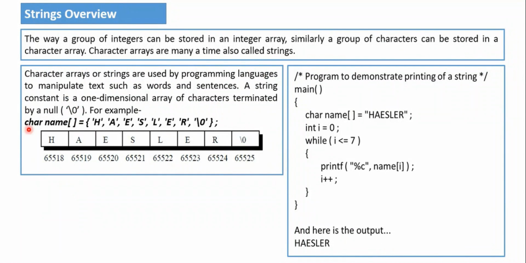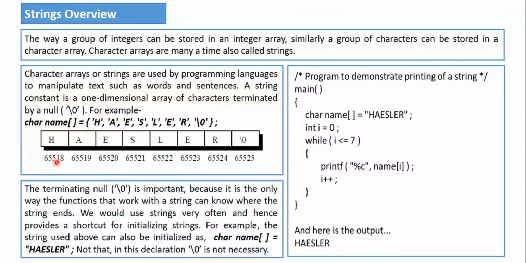You can see here char name having the elements H, A, E, S, L, E, R, and at the end we have \0. The memory map is shown here like an integer array. The characters are stored at a sequence of addresses, and here the address is incremented by 1 byte because each character occupies a single byte. The terminating null is important because it is the only way the functions that work with a string can know where the string ends. That means if \0 is not added, then the function will not know that the character array has ended.